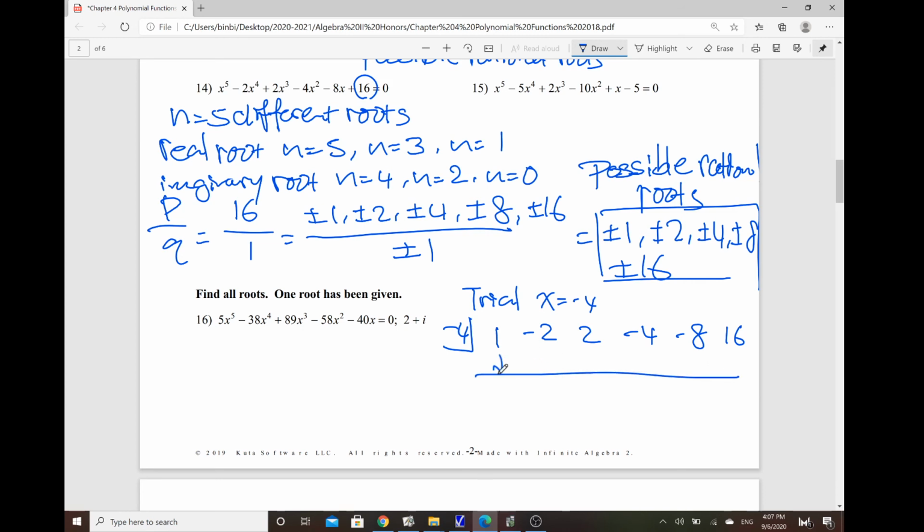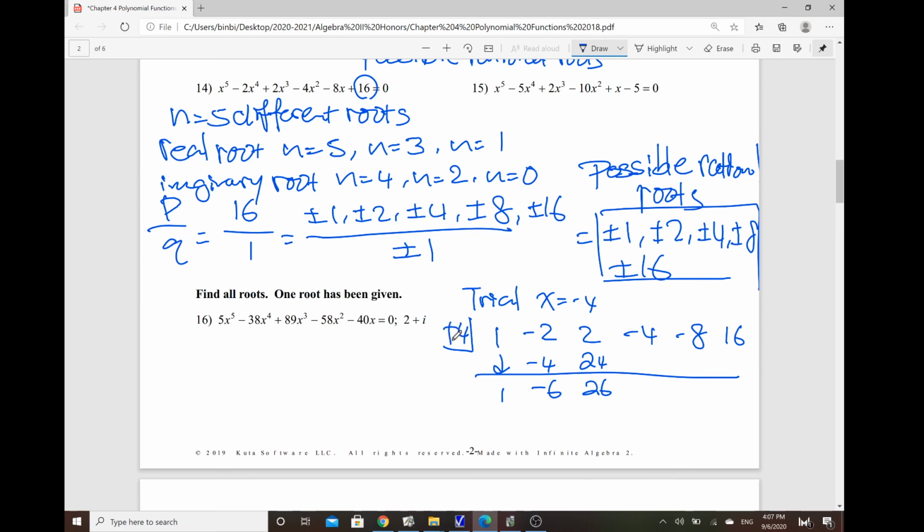So first number, bring it down. Again, synthetic division. So 1 times negative 4, that would be negative 4 plus negative 2, negative 6. And then negative 6 times negative 4, positive 24, plus 2, then that would be 26. And it looks like the number is getting very big. Okay, so there's no way that the remainder is going to be 0. For those of you wondering which one's going to work, as long as the remainder is 0, then that will be considered the real root. So it looks like negative 4 doesn't work.